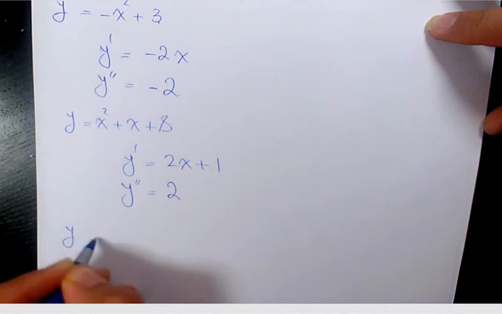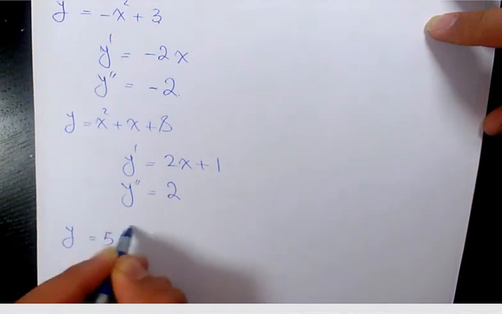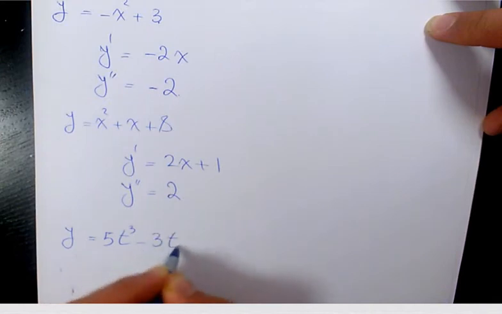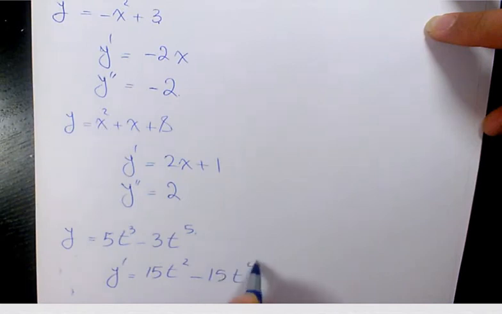Next example. Y equals 5t cubed minus 3t to the power 5. Y prime is going to be 5 times 3, 15t squared, minus 3 times 5, 15t to the power 4. Y double prime is going to be 15 times 2, 30t, minus 15 times 4, 60t to the power 3.